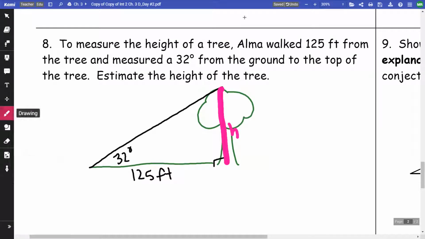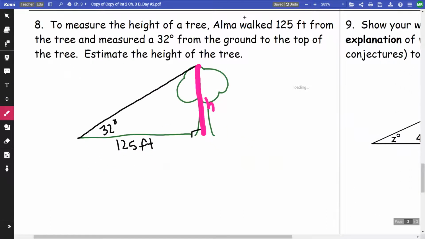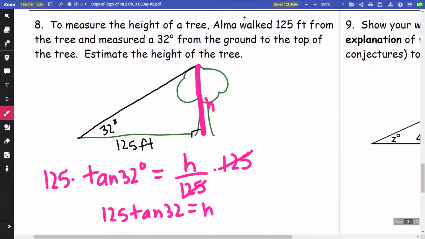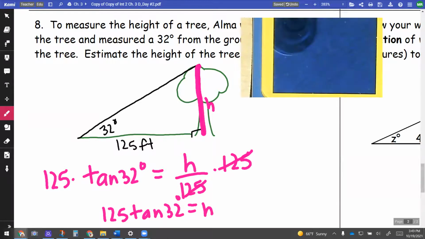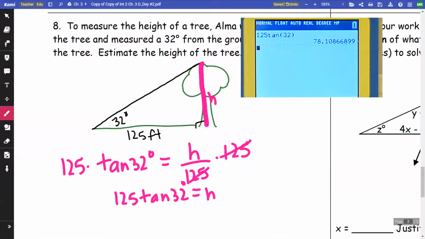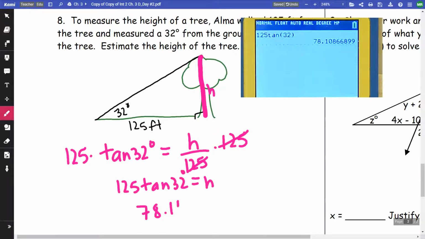Okay. So since this is a right triangle, we can do a slope angle ratio, which is tangent. So tangent of 32 degrees is equal to opposite, which is h, over adjacent, which is 125. I am going to multiply by 125, multiply by 125. These 125s cancel, so I get 125 times tangent of 32 degrees is equal to h. I'm going to put that in my calculator, making sure my calculator is in degrees. So 125 tangent of 32, and I end up with about 78.11 for the height. Okay, and that's in feet.